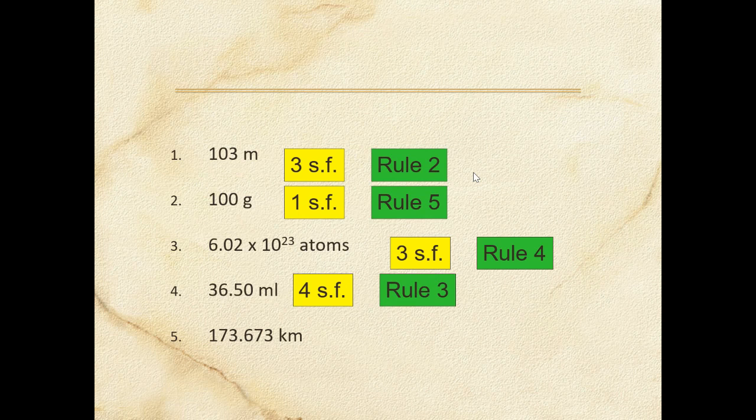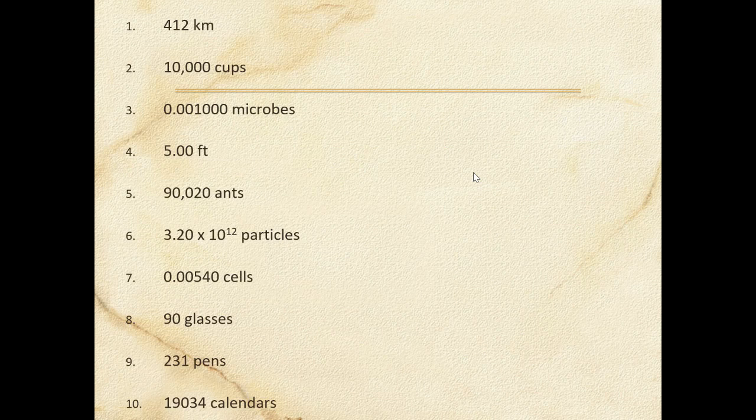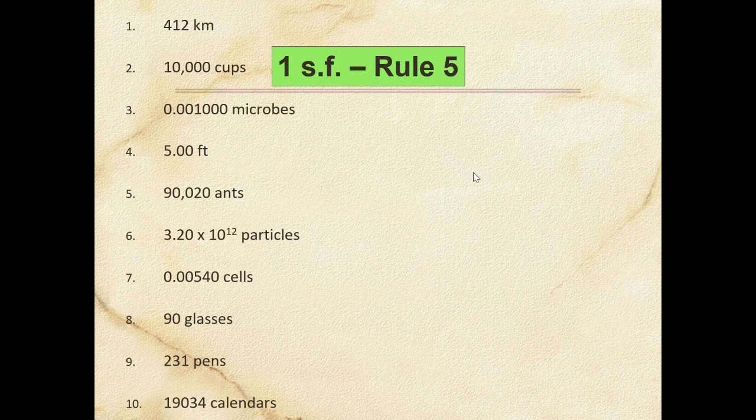Rule 3 states that the zeros all the way to the right of the final number to the right of a decimal place are always significant. And the final one, 173.673, is 6 sig figs based on rule number 1, that all non-zeros are significant. Again, a few more practice, 412. This is 3 sig figs based on rule 1. 10,000 cups, this is 1 sig fig based on rule 5.